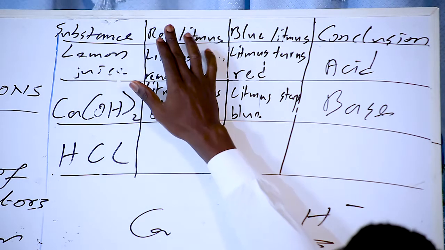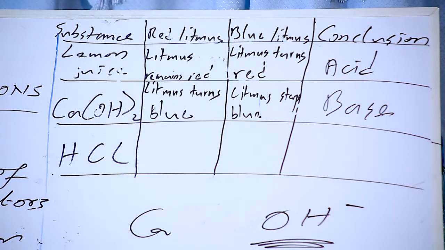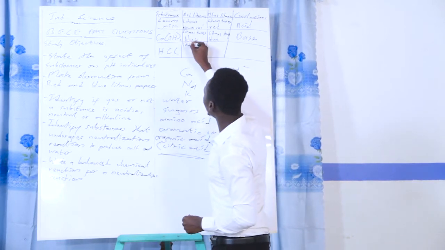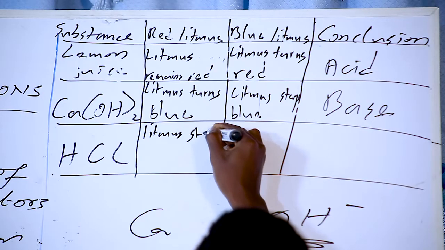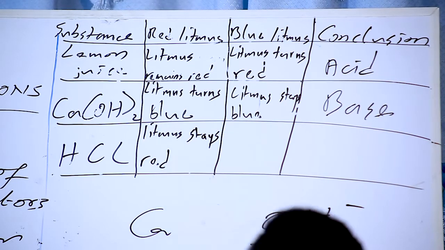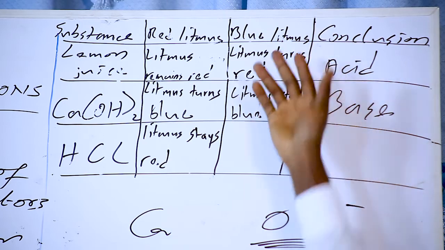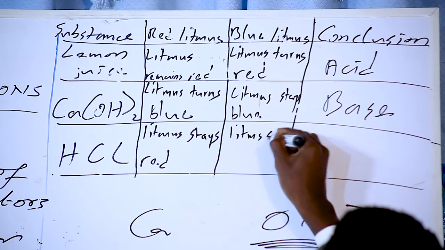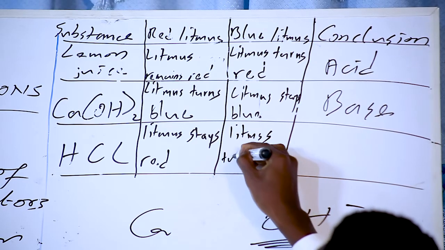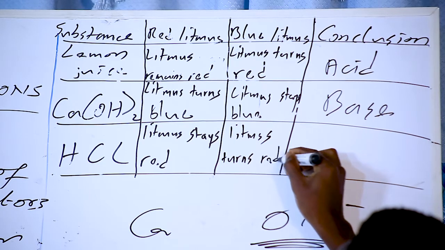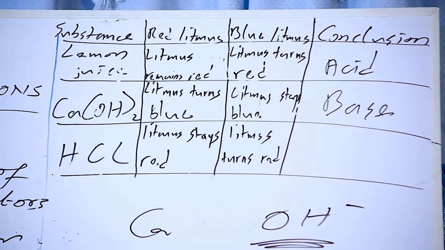So this color here is already red. So that means that the red litmus paper stays red, or remains red. So litmus stays red. Then it is blue here. So we say litmus turns red. As simple as that.